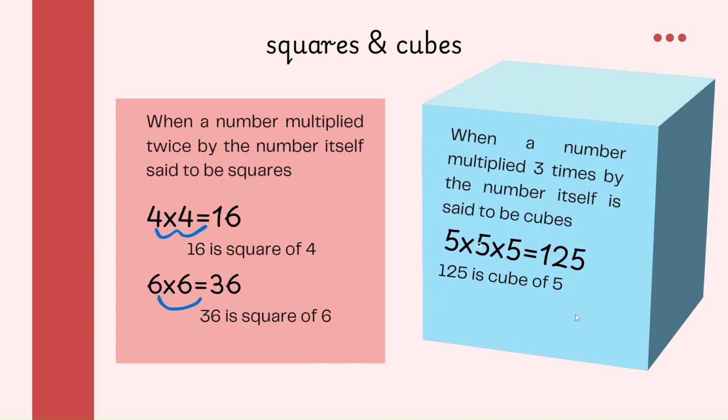If the number is multiplied 3 times like that, then it is said to be a cube. When a number is multiplied 3 times by the same number itself, it is said to be a cube. You see here 5 into 5 into 5, 3 times multiplied. So 125 is the cube of 5. We can represent 5 cube is equal to 125. We can write like that. So here also we can write 4 square is equal to 16, and 6 square is equal to 36.